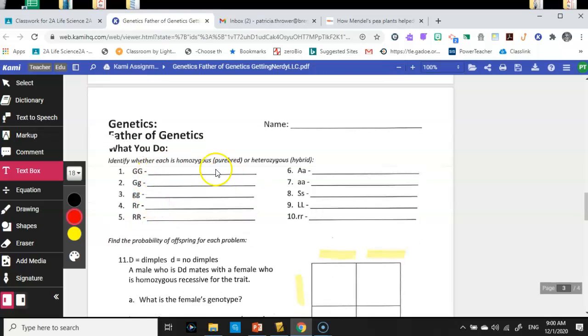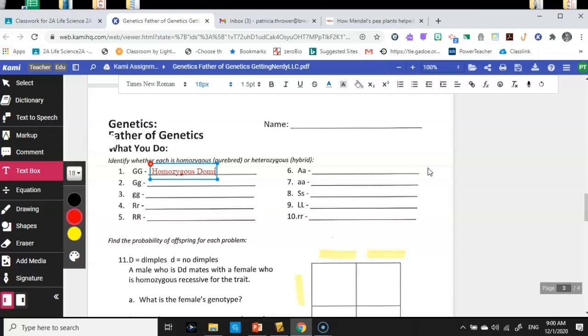So on each one of these, you're going to identify these as either homozygous, purebred, or heterozygous, hybrid. These two words are interchangeable, and when we get to our problems, you will see that they may use one of two words. I want you to practice this word here for now, and I also want you to put whether it's going to have the dominant phenotype or the recessive phenotype. So this one right here would be homozygous, because it is the same, and you're going to have the dominant phenotype, homozygous dominant.